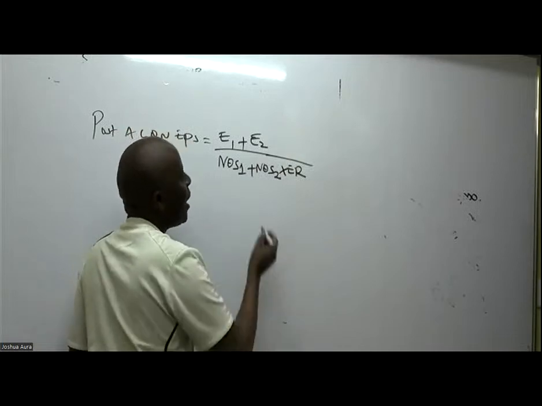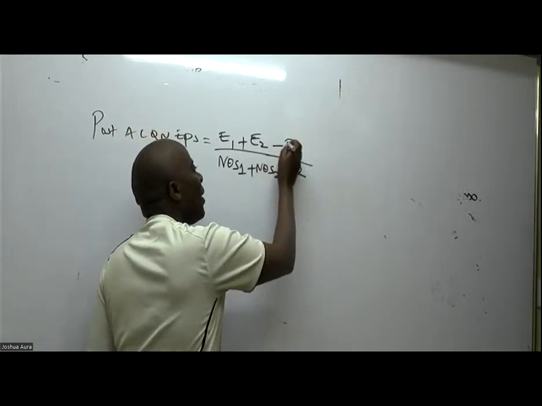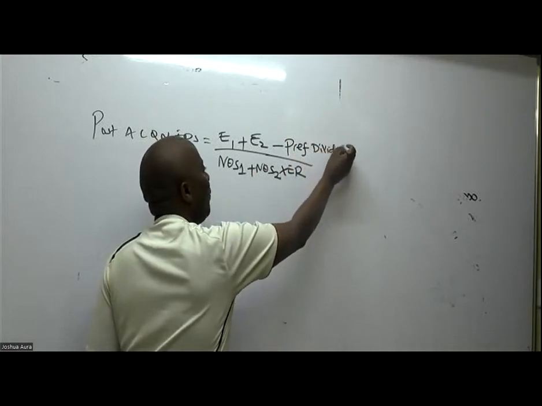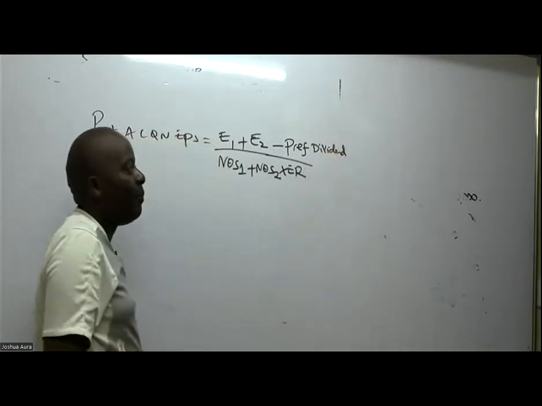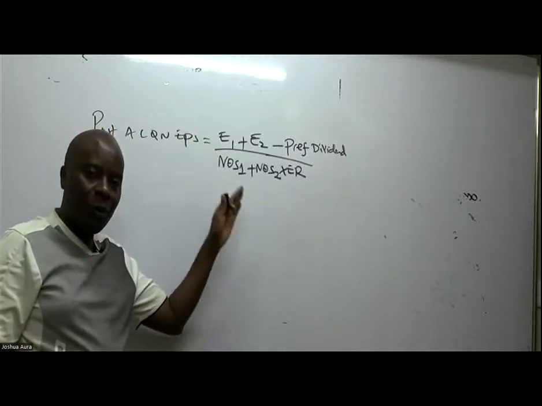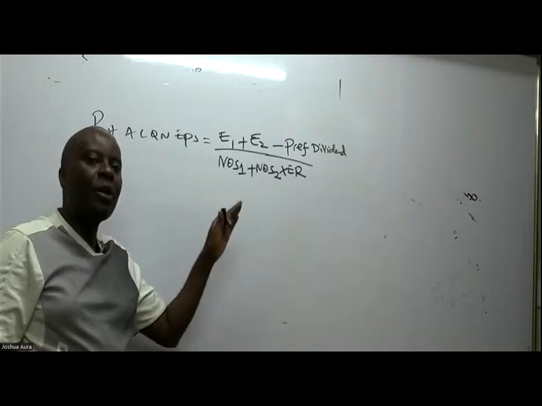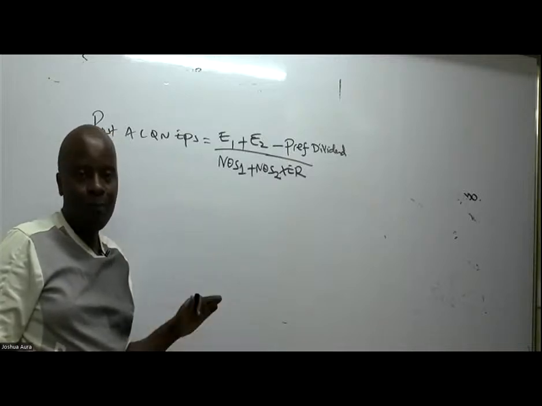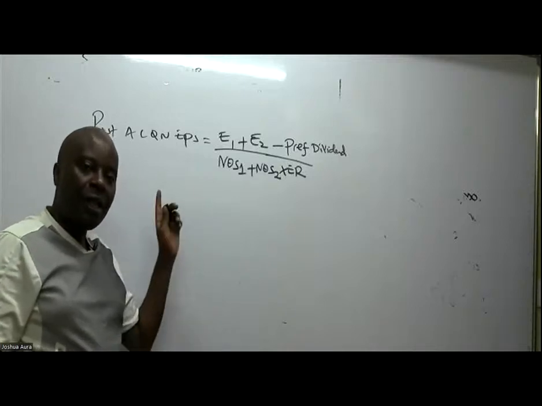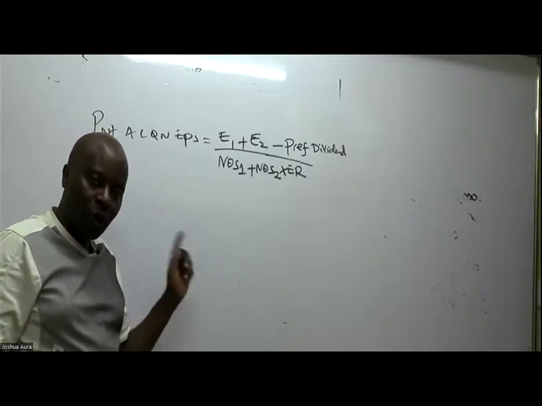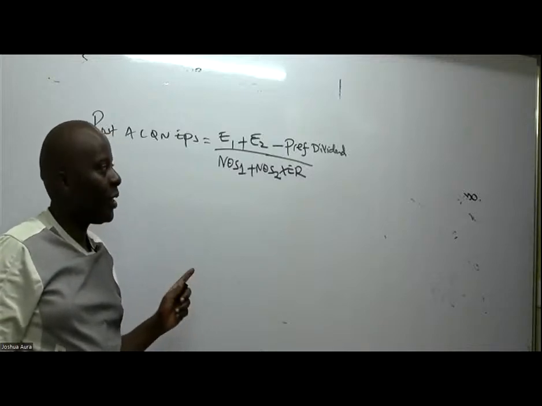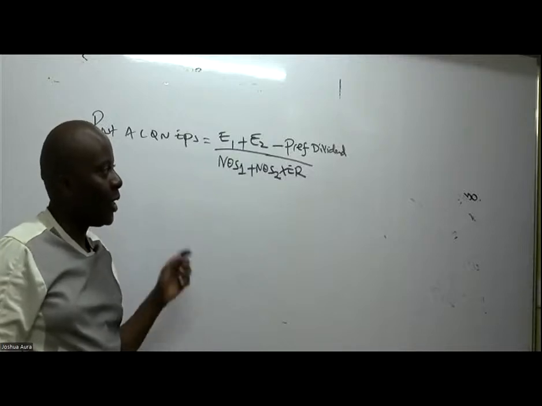But now there is something here that you need to do: first of all, pay preference dividends before you decide to distribute the profits attributable to ordinary shareholders. So whenever they talk of preference share capital, this is how my formula will look. Very important for you to know that we must introduce the preference dividends up there.